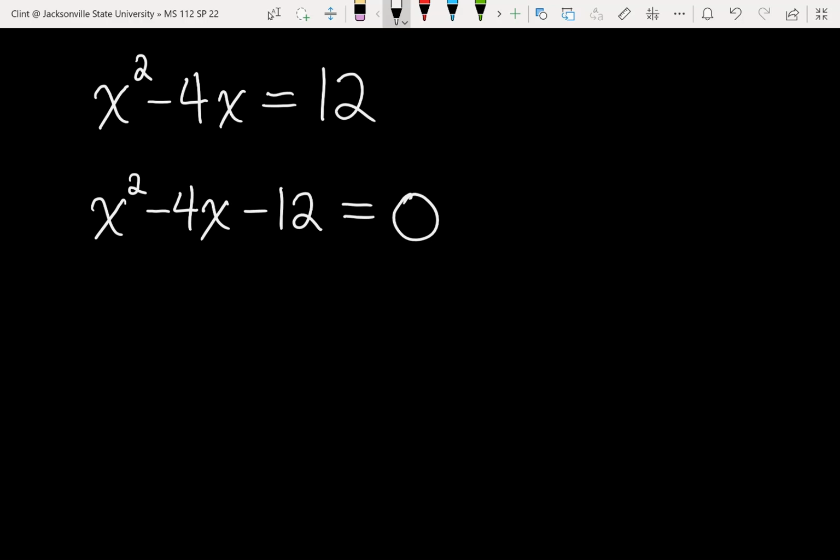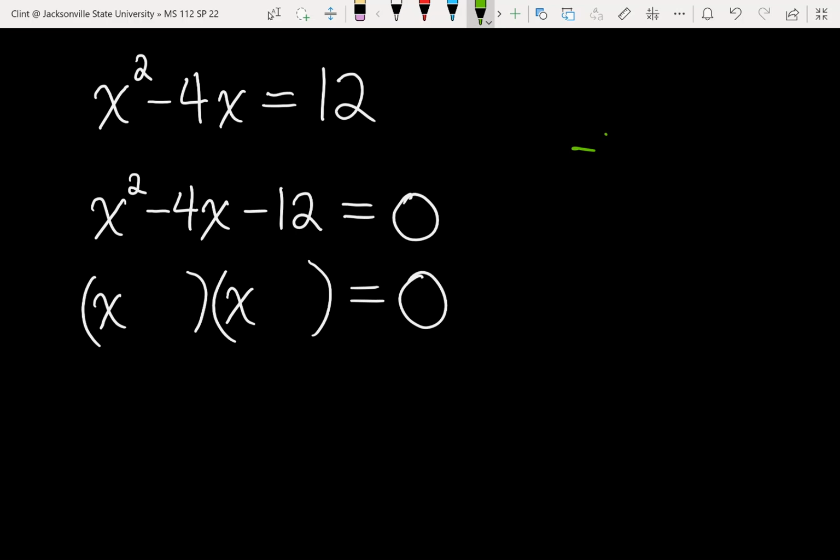And on the right, 12 minus 12 is 0. Now we've got what we need. So we're ready to factor. Don't lose your equal 0. Bring it along for the ride. Here we need factors of negative 12 that will give us negative 4 in the middle. So since we're trying to find factors of negative 12, one of our factors is going to be positive, one of our factors is going to be negative.